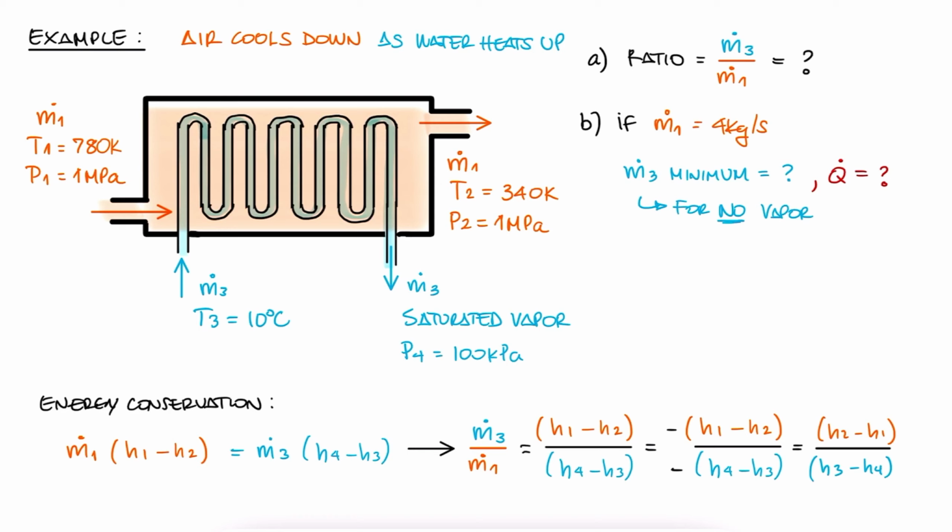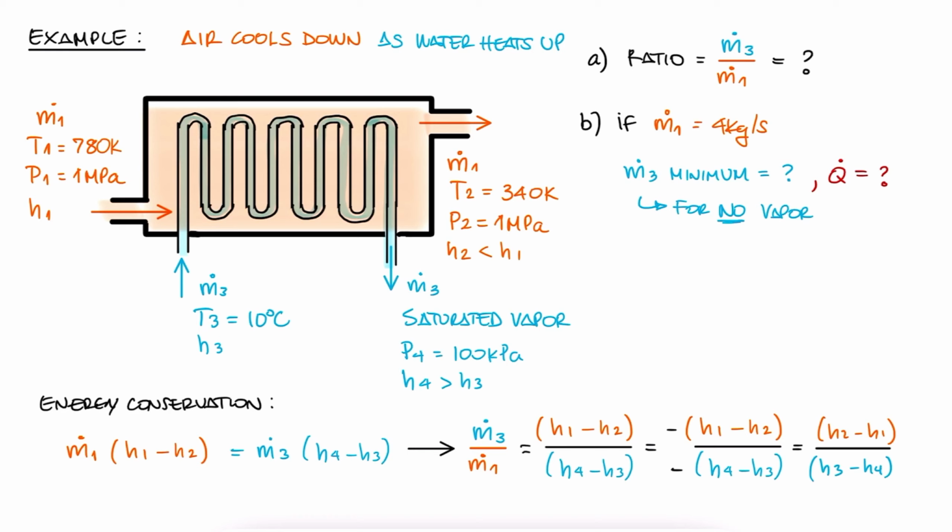Here, if we look at either of these expressions, we would expect that because the water is heating up while cooling the air, the exit enthalpy of water H4 is greater than the inlet enthalpy of water H3. And because the air is cooling, its exit enthalpy H2 is lower than its inlet enthalpy H1. So in the expression to the right, we have a negative value over a negative value, and in the first expression, we have a positive value over a positive value, which both result in a positive ratio.